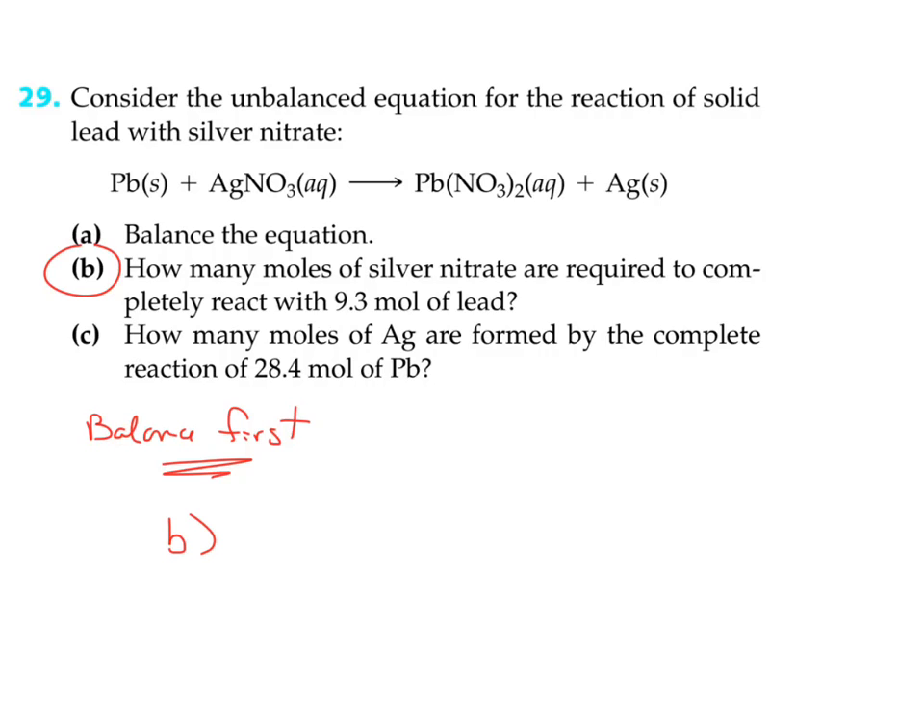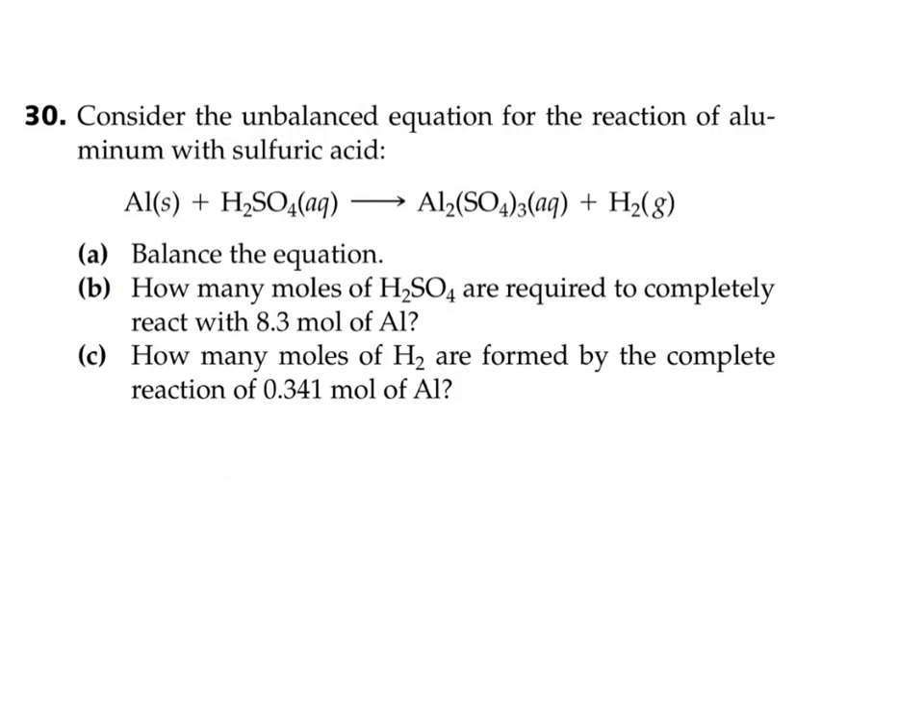So if we were diagramming B, it looks like this. How many moles of silver nitrate, question mark, moles AgNO3, are required to completely react with 9.3 moles of lead? I'm just going to leave that for you guys. You're going to come up with a ratio that gives you units of moles of silver nitrate, and in the denominator will be moles of lead. The last one looks like this. Again, A says to balance it.